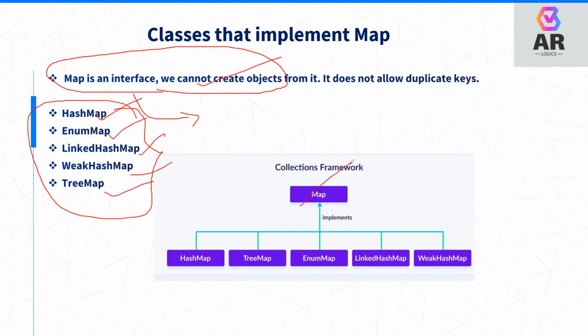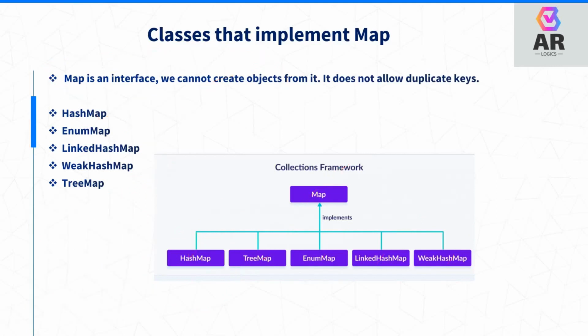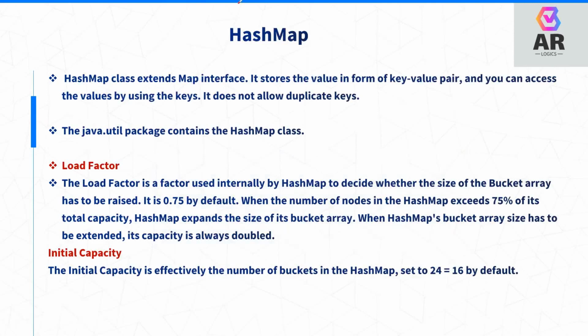Map is an interface. HashMap, TreeMap, LinkedMap, LinkedHashMap. Now we are going to discuss only the HashMap. The HashMap class extends the Map interface. Already I told you this. Map is an interface, and the HashMap class extends it. It stores values as key-value pairs. You can access the values using the key only.